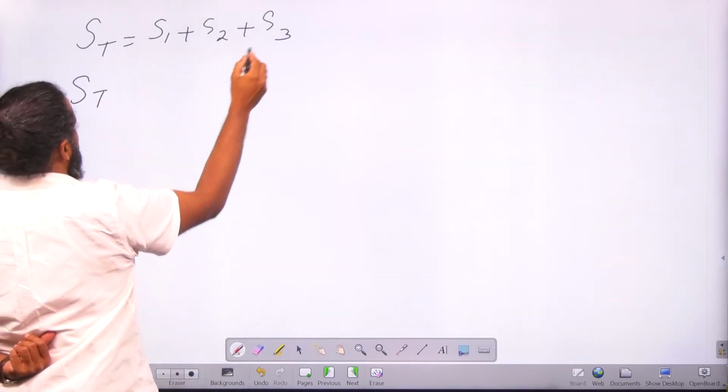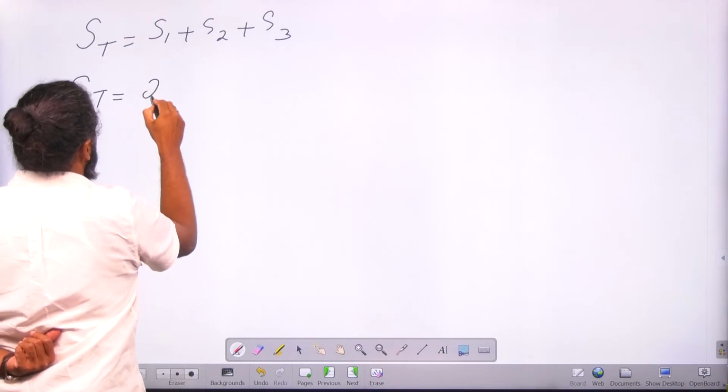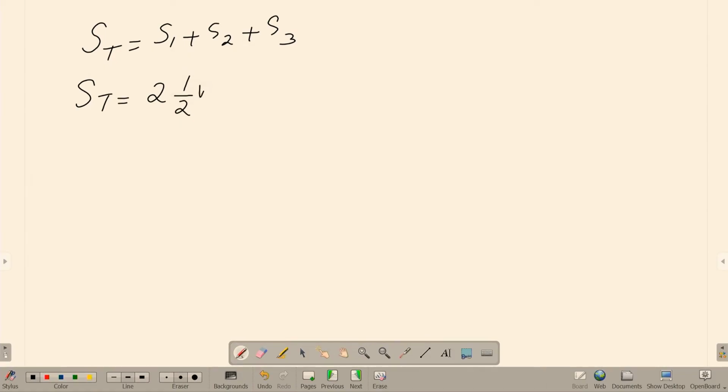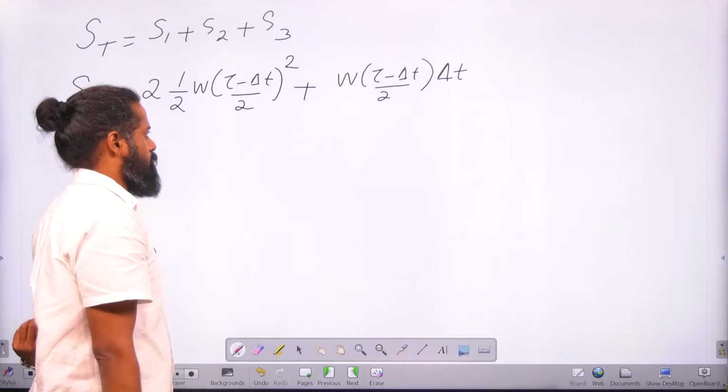S1 plus S3 we can add together, we can write it as 2 times half multiplied by W into tau minus delta T divided by 2, the whole square, plus the displacement during the uniform motion. How much is that? W into tau minus delta T by 2 multiplied by delta T. Let us find out the total displacement.